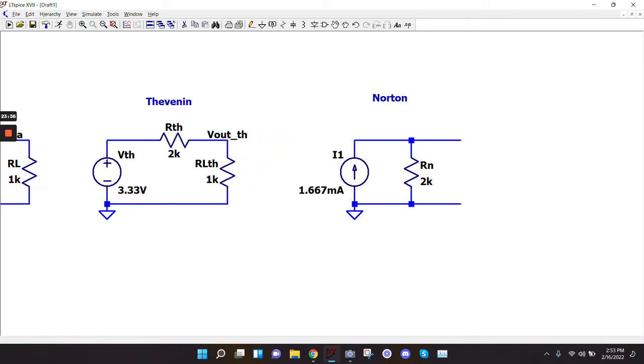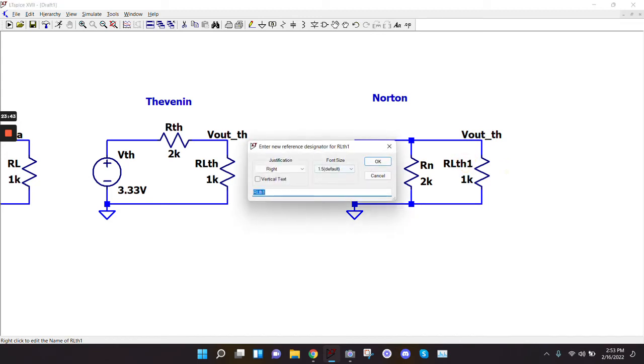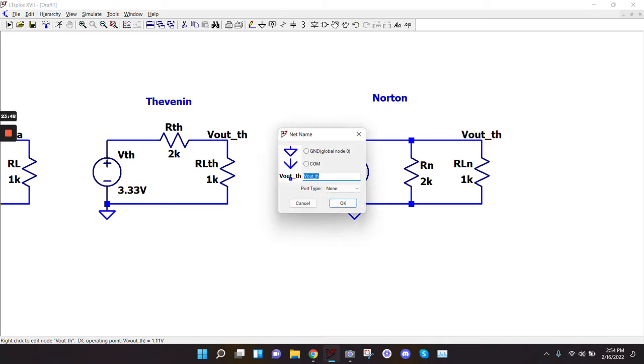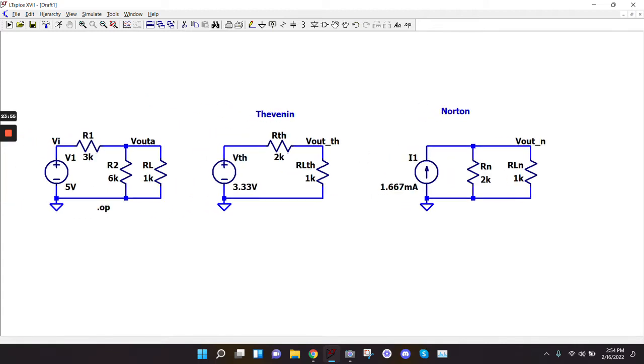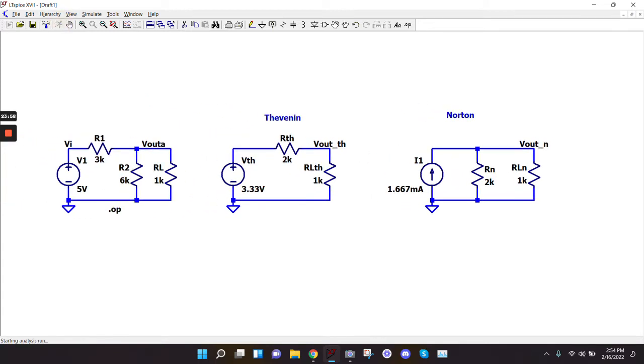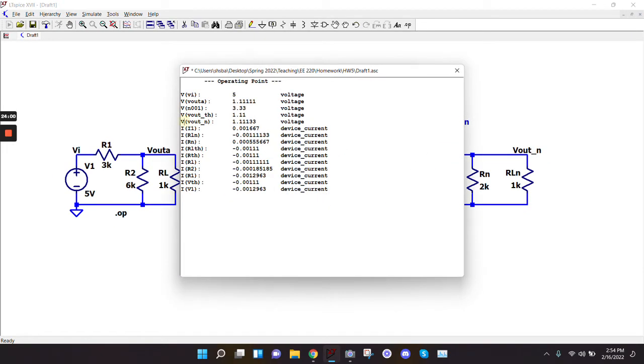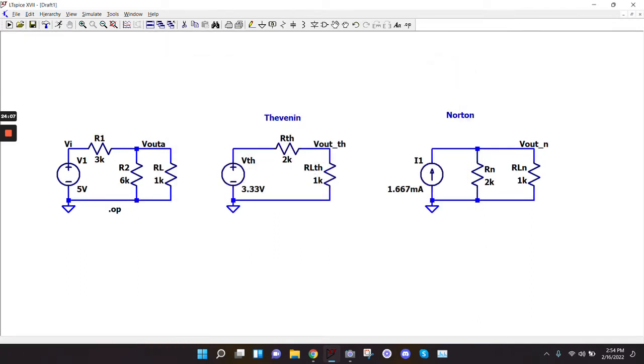So again, I'm going to copy this over here. That looks horrible. So let's call this R load Norton instead of Thevenin, and let's call this V out Norton. And that V out Norton now should match my other two. They should all be 1.11 volts, and if that's the case, then that means I did everything right. So V out Norton is 1.11, V out Thevenin is 1.11, V out A is 1.11. Everybody see that? So that means I did my Thevenin and Norton equivalents right.